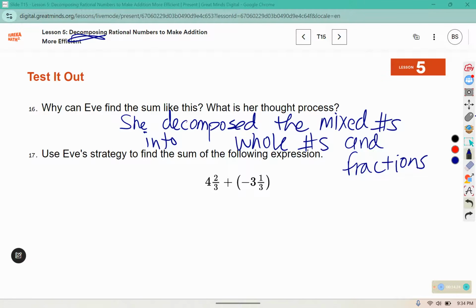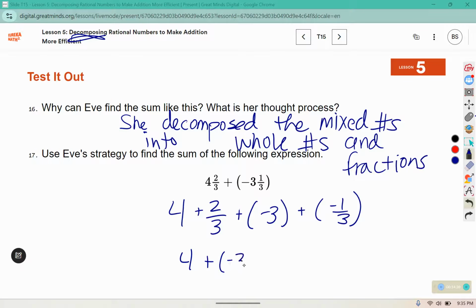Use Eve's strategy to find the sum of this expression. So she rearranged the whole numbers together and the fraction pieces together. Four plus negative 3 is 1. 2/3 plus negative 1/3 is 1/3, for a final answer of 1 and 1/3.